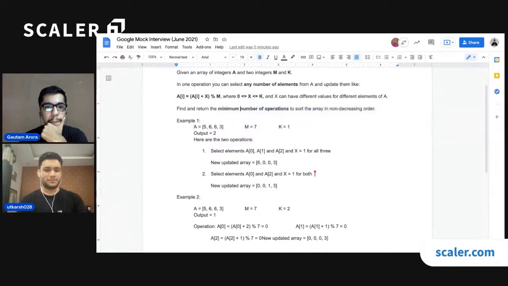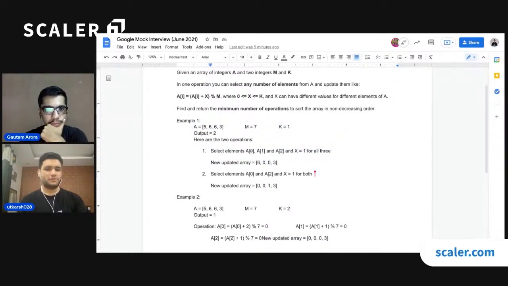Let's take an example. The first example is this array, where m is 7 and k is 1. So k equal to 1 means the x value can be either 0 or 1. For this example, the answer is 2. These are the two operations we can do. The first operation is we select a[0], a[1], a[2], and we select x equal to 1 for all three.